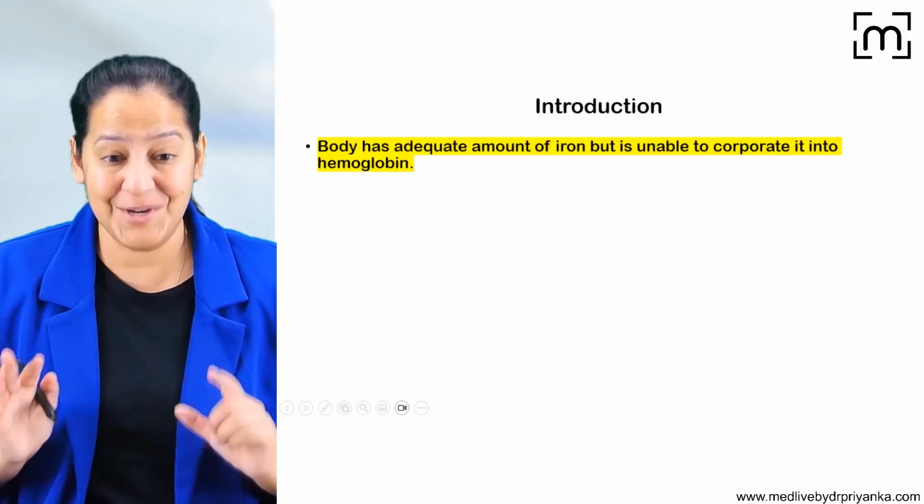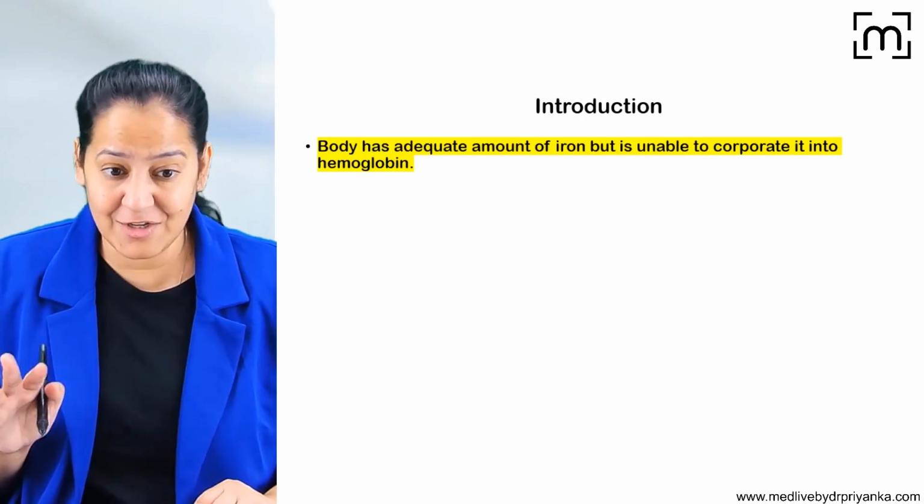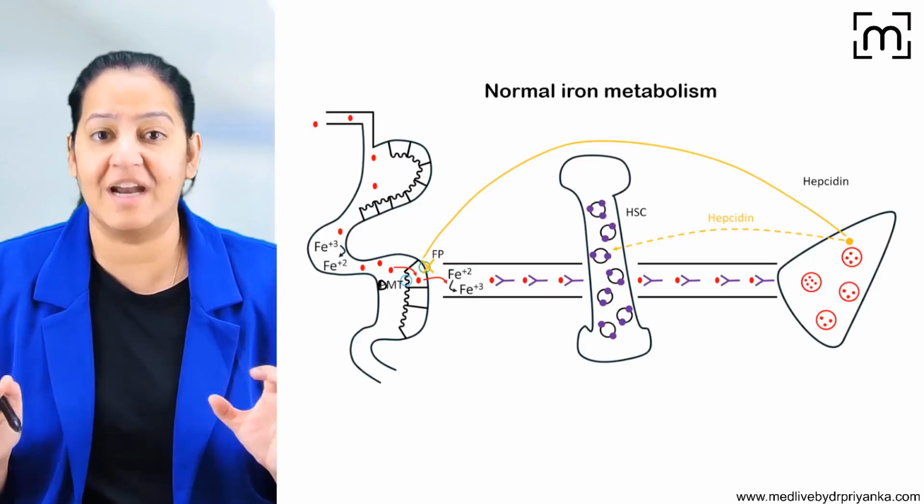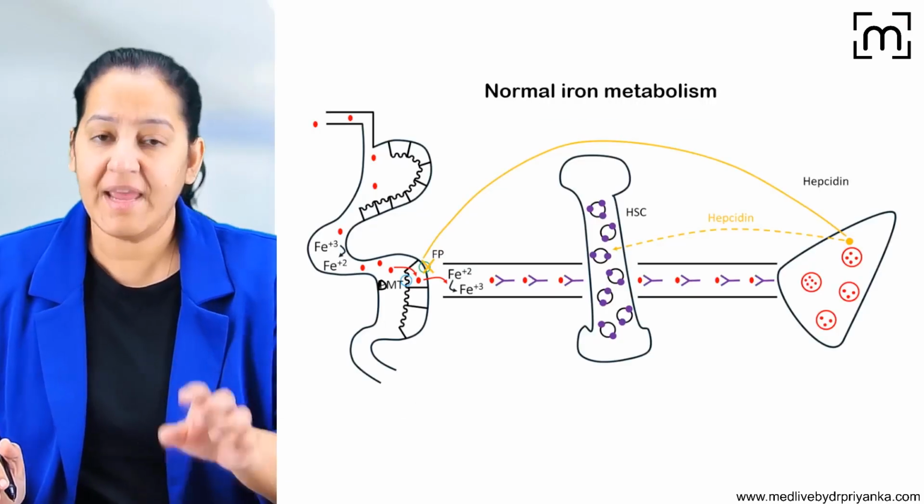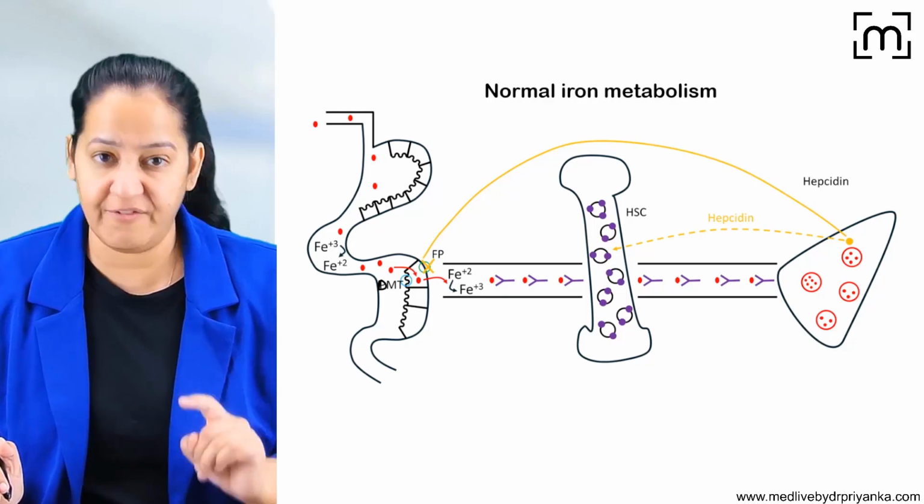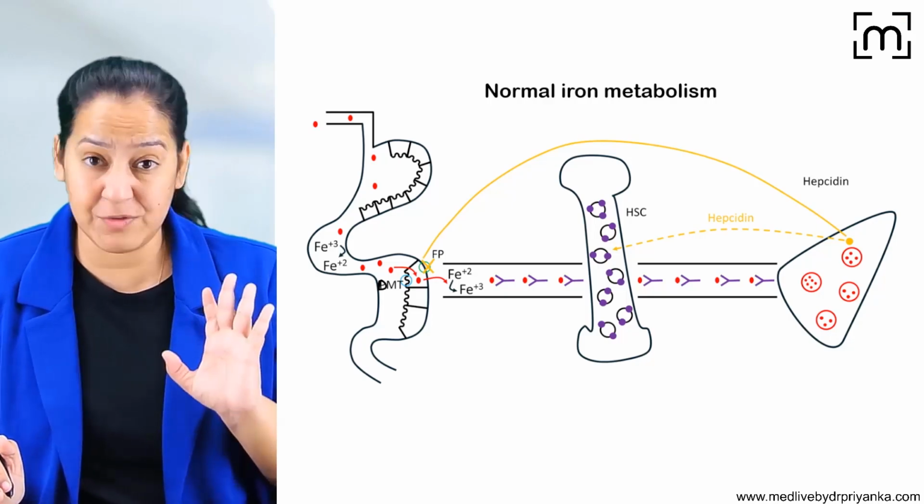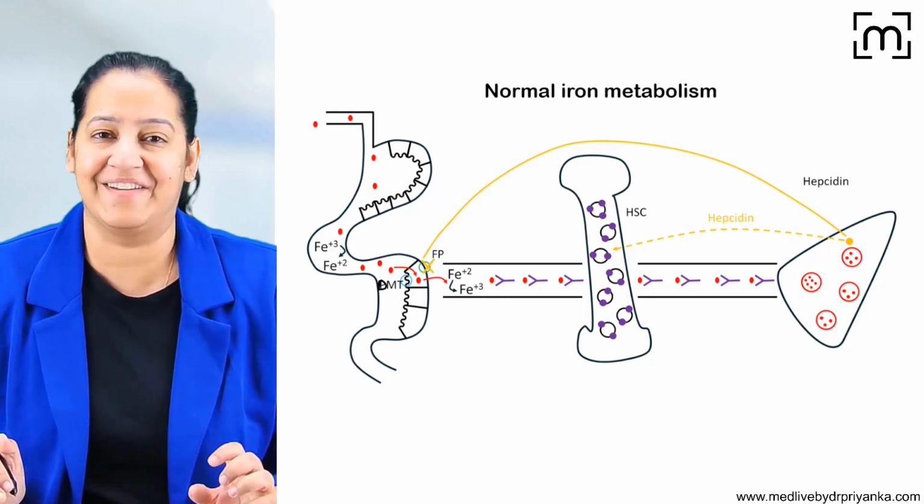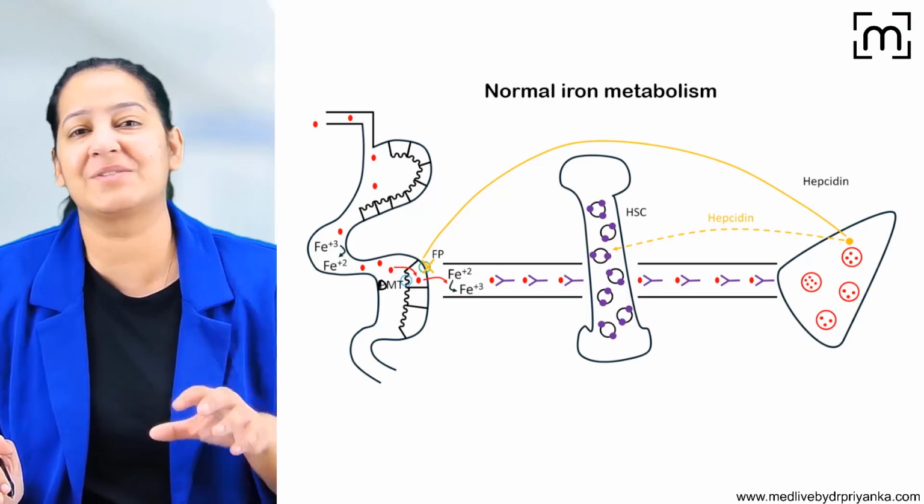So let's start it. Sideroblastic anemia. To understand the sideroblastic anemia introduction, you must understand normal iron metabolism. I assume you have watched my video on iron deficiency anemia. If you have not watched, please watch that also. You will have a better understanding here. So here I will help you in revising this concept again.